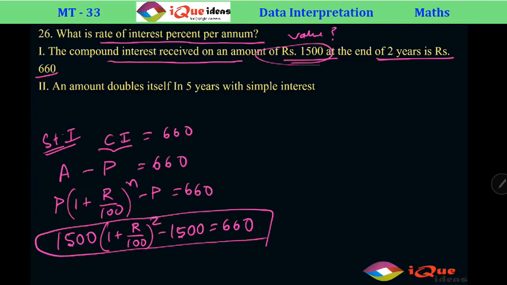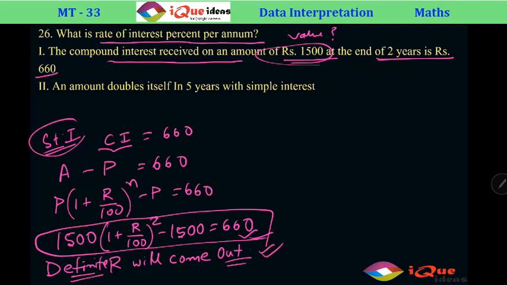I'm just saying that a definite value of R will come out, and that is what we need. Definite R will come out from this because it is one variable, one equation. We don't have to solve, so I will not solve here, but I'm saying that we'll be able to find out the answer of this question, right? That means first statement alone is sufficient to answer the question. Perfect. Now, what about the second statement?